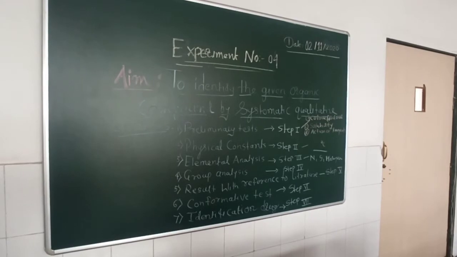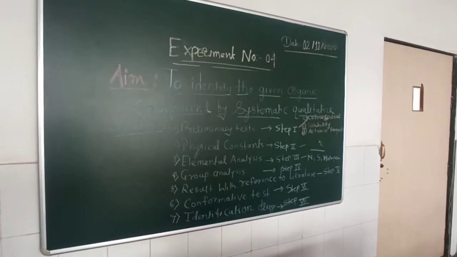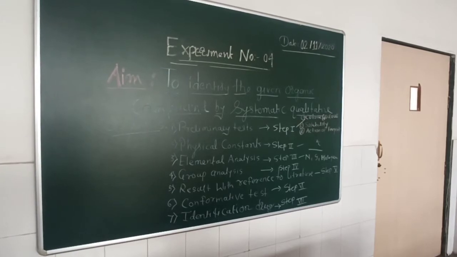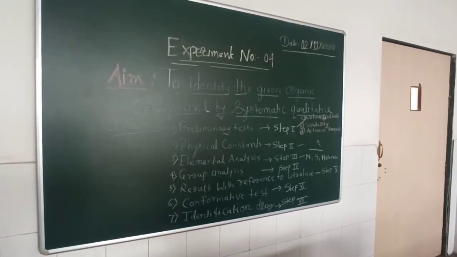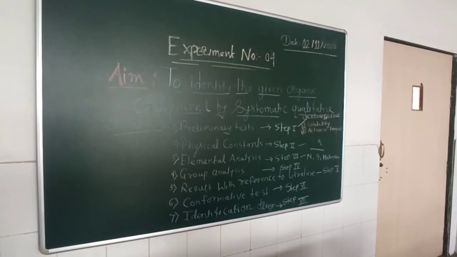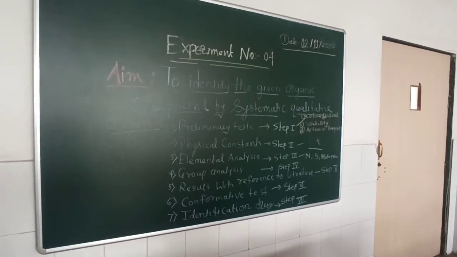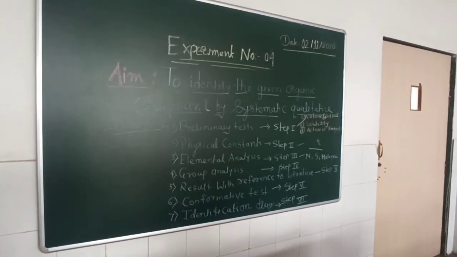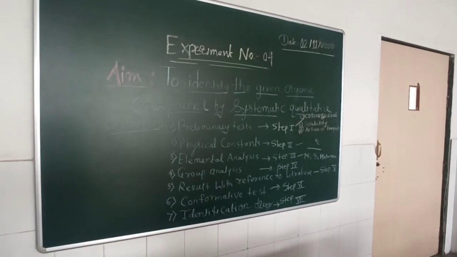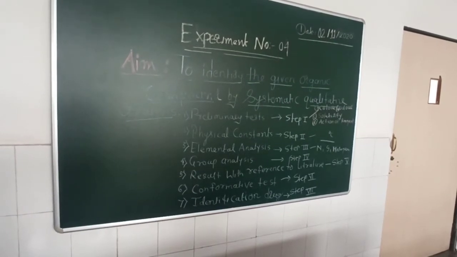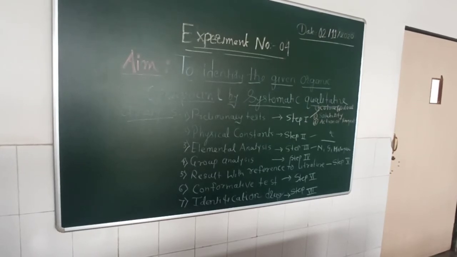There are different steps in this experiment. The first is the preliminary test. The second is the determination of physical constants. The third one is elemental analysis. The fourth one is group analysis. The fifth one is the result with reference to literature. Then the sixth one is confirmative tests, and the last one is the identification of the drug. In this experiment, one unknown compound is given to you. So the first step is the preliminary test.